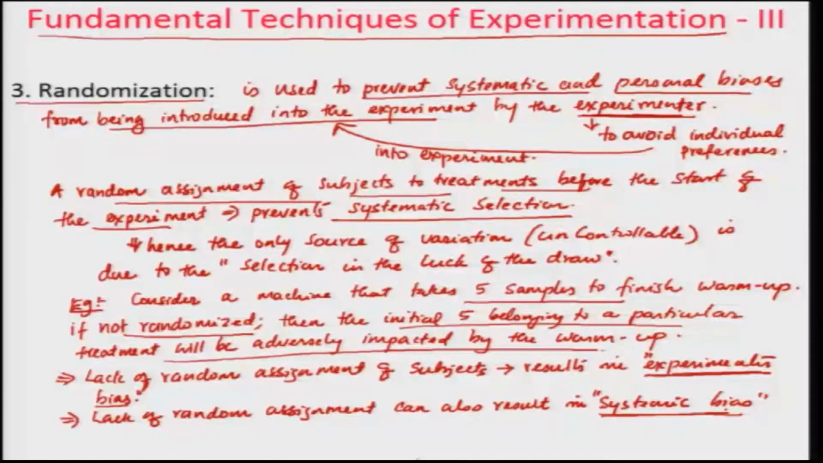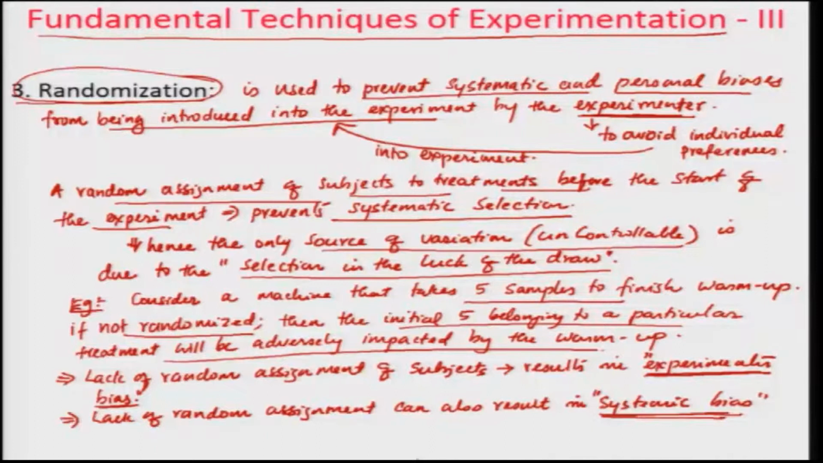Okay. So, by doing randomization, as I said earlier, this third thing called randomization will help you avoid both experimenter bias and systemic bias, so that you can draw valid conclusions. So, the selection is the luck of the draw, and only the luck of the draw influences the uncontrollable sources of variation, right. As I also gave the example of a machine that is warming up in this regard. Okay. So, the third one, randomization, is also an important aspect of the experiment.